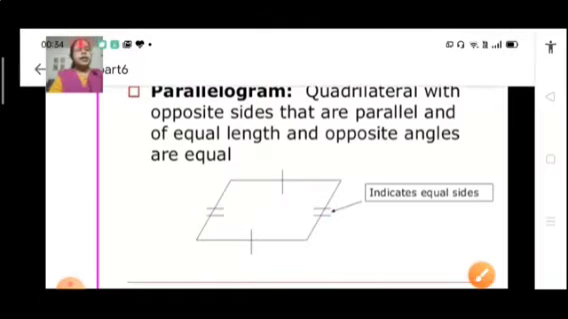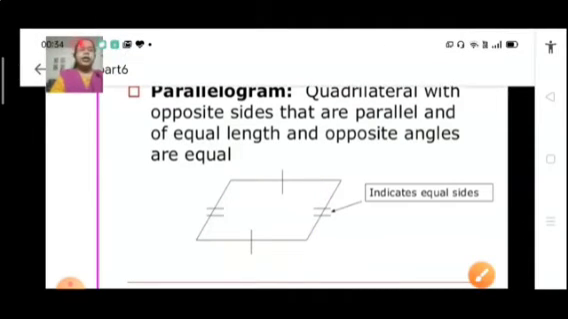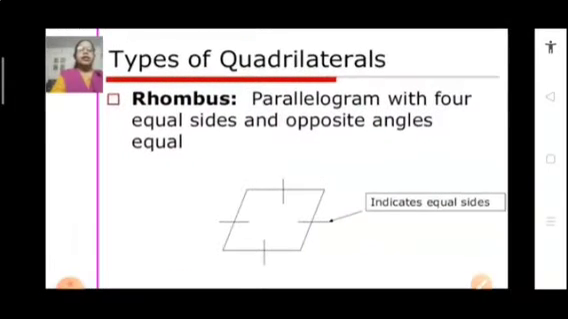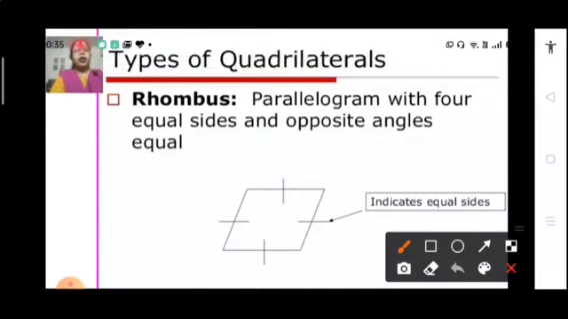What are the opposite angles here? This angle and this angle are opposite. So they will be equal in a parallelogram. And this angle will be equal. Opposite angles are equal, opposite sides are equal and parallel. Now next one is a rhombus. So what is a rhombus? Rhombus is a parallelogram with 4 equal sides and opposite angles equal. So in a rhombus we have all the sides equal and opposite angles are equal.